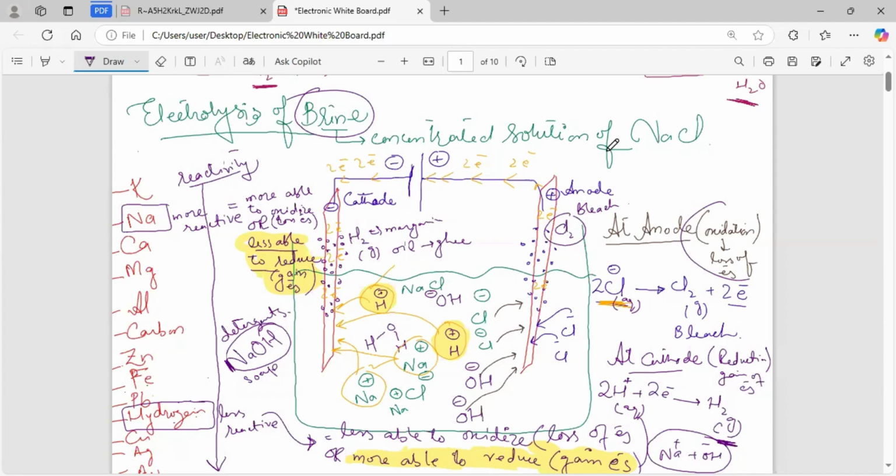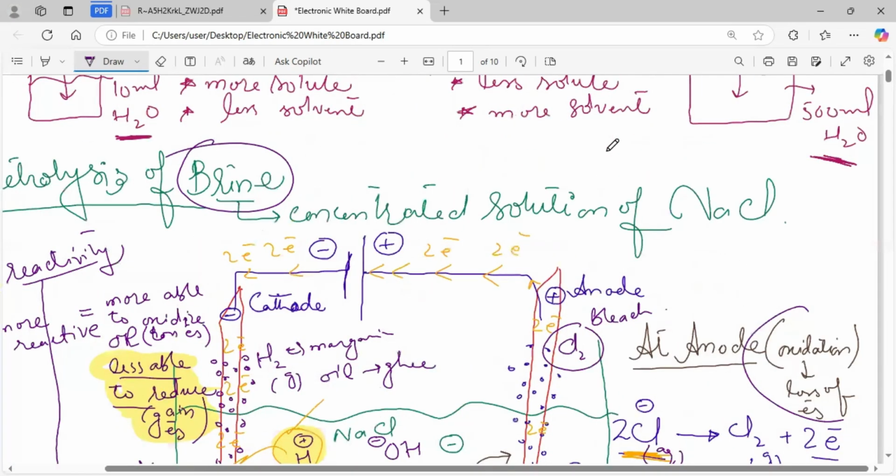Clear? Because at the anode, oxidation takes place. Oxidation means loss of electrons. Electrons will be flowing from the anode towards the cathode, and at the cathode reduction takes place, right? The positive cations will be gaining electrons at the cathode and will be reduced. Clear?